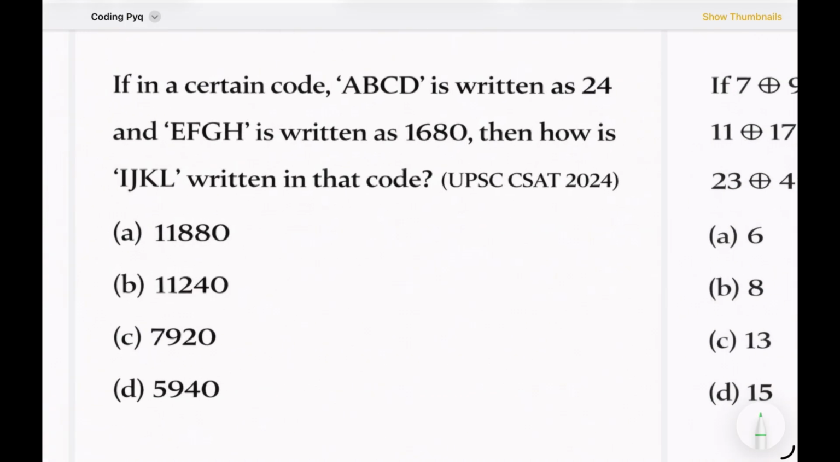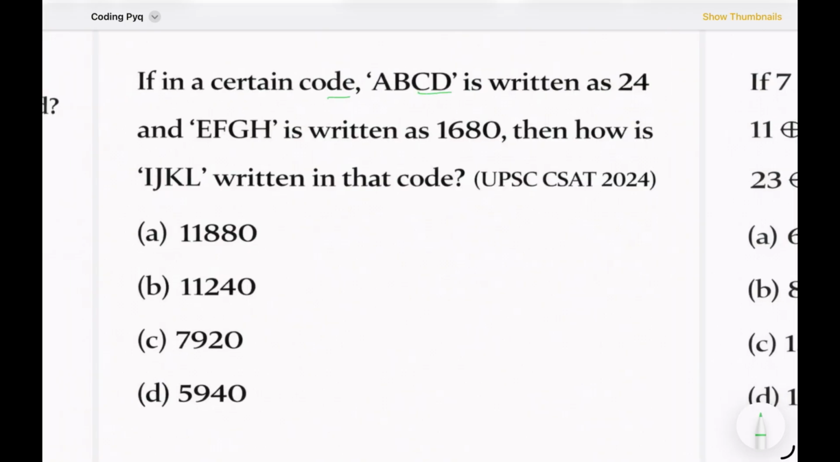Next question, in the 2024 examination. If in a certain code ABCD is written as 24 and EFGH is written as 1680, then how is IJKL written in that code? ABCD is written as 24, and EFGH is coded as 1680. We have to find how IJKL is written.